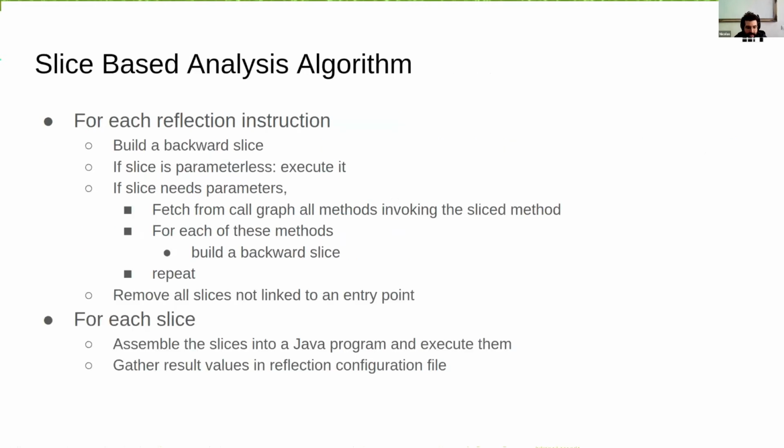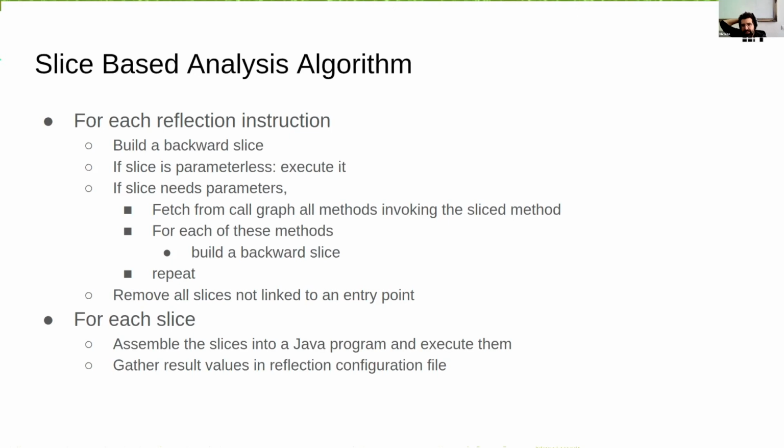And how is it working? We're basically building a slice. For each reflection instruction, we're going to build a backward slice. The slice is the idea that you pick an instruction, a seed, and you want your program to make this instruction behave exactly the same way as if you had the whole program. So you're trying to get the exact behavior of an instruction inside a small program. I'll give you an example if it's not very clear.